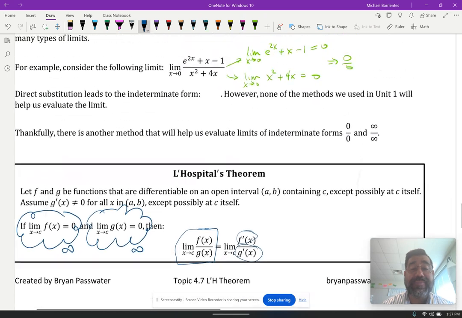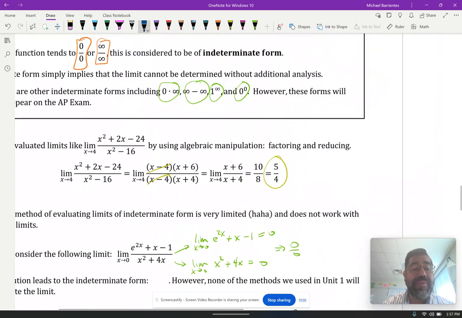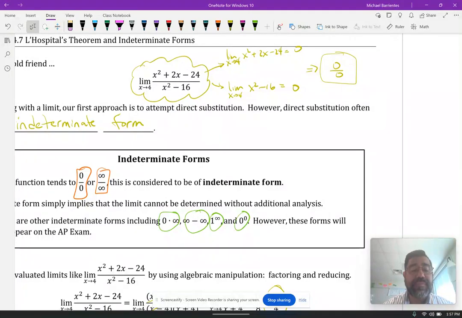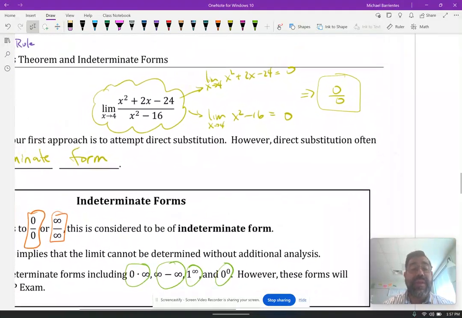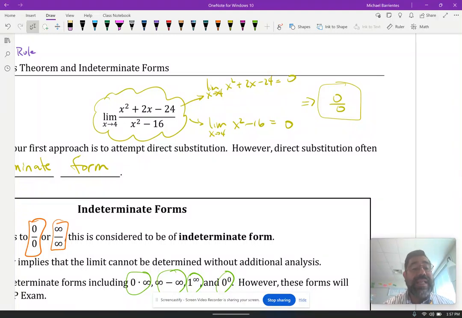So let me go back. Would that work with the example that we had originally? So here was our example. Did it meet the conditions? Is x squared plus 2x minus 24 differentiable? Can I find the derivative at any x value? Sure. X squared minus 16, is that differentiable? Can I find the derivative of x squared minus 16 at any x value? Sure. Did I take the limit of the top and did I take the limit of the bottom and did I get a 0 on both?